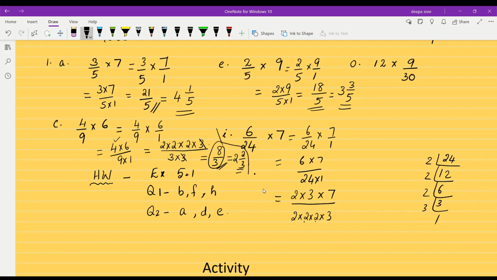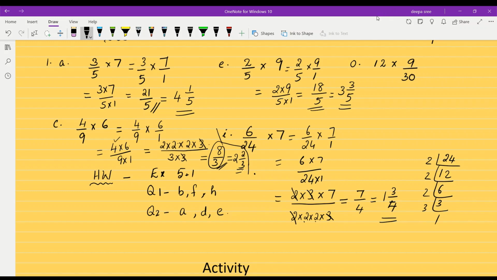Now common factors we can cancel from numerator and denominator. So 2 and 2 we can cancel, 1 3 and 3 we can cancel. The left out numbers you have to write, 7 by 2 into 2, 4. 7 by 4 we can write it as mixed fraction. 4 1s are 4, 4 plus 3 is 7. So 1 3 by 4, that is 7 by 4.